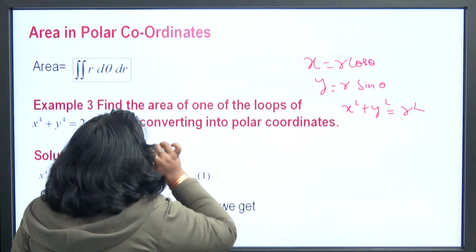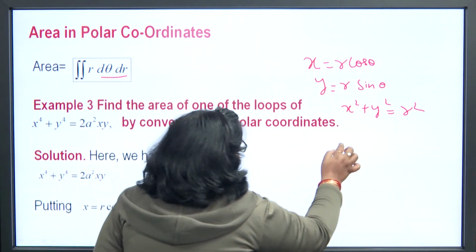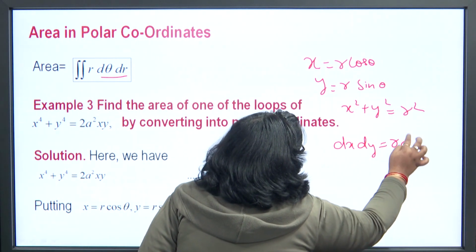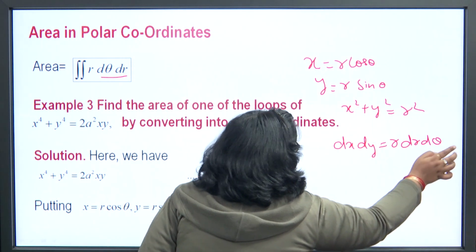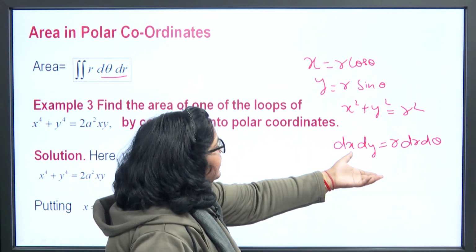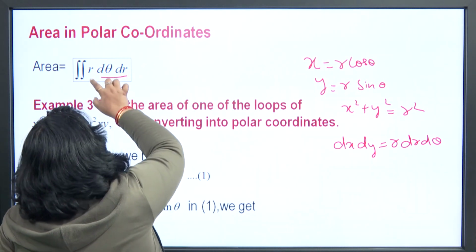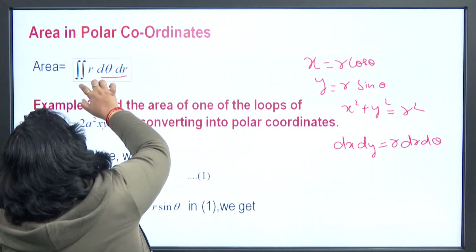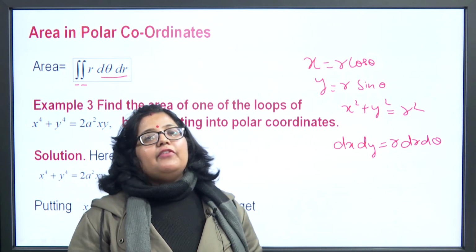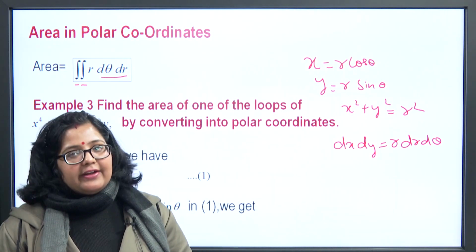Using the Jacobian matrix, we can see that dx dy is equal to r dr d theta. Okay. So, where the integration is dx dy, we put r dr d theta in its place, put the limits corresponding to r and theta, and solving this integration we get the required result.